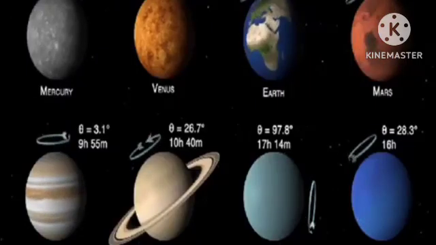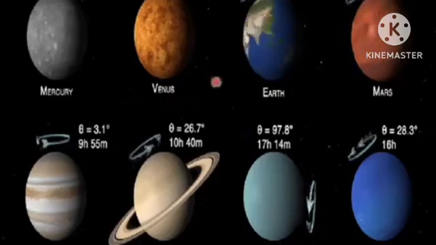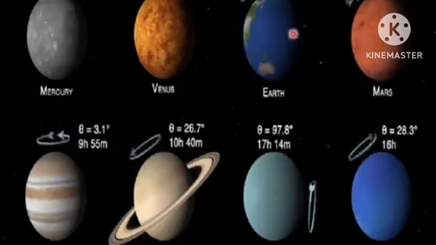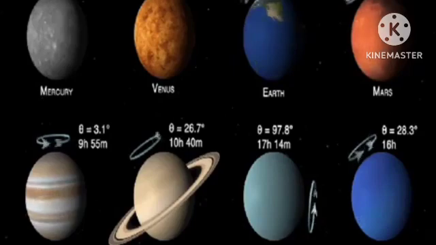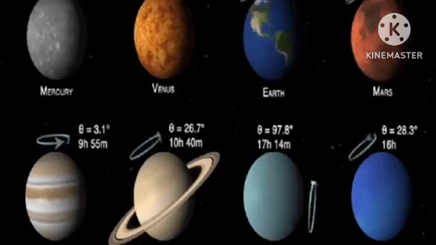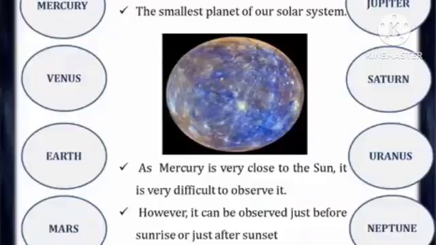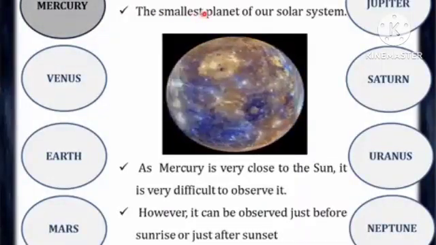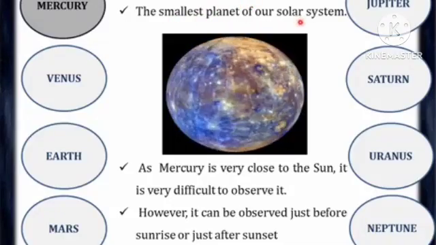So let's now discuss each of these planets briefly. So here we can observe we have 8 planets, and this is the axis of rotation, how they rotate, and we can see that the rotation direction also, some of the planets is from east to west, some is from west to east. So let's discuss each of these planets briefly. So the first planet is Mercury. Now Mercury, also known as Budh, is the nearest planet to the sun, and it is the smallest planet of our solar system.